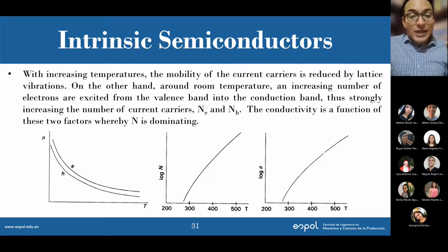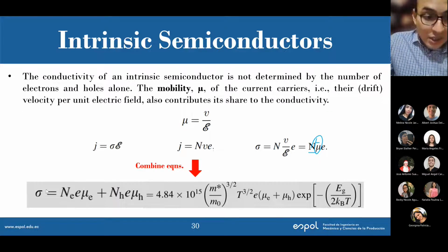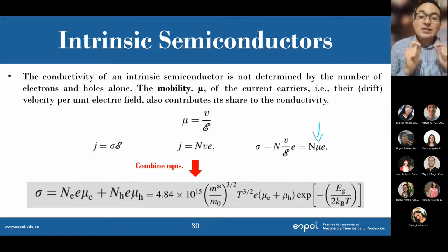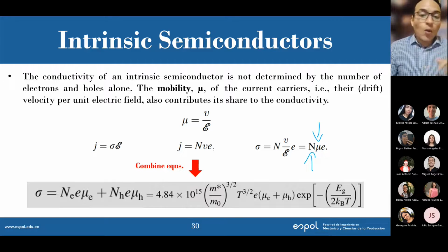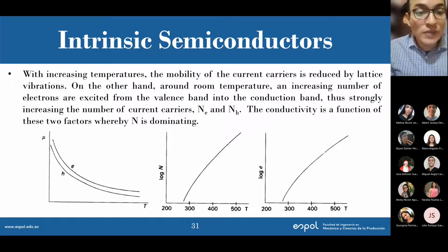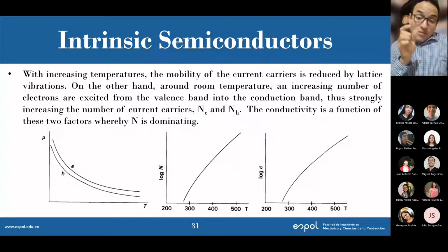I'm reducing the mobility, right? So this term is becoming smaller, but I'm also increasing the number because I'm giving more energy, so more electrons are capable of jumping into the conduction band. So I'm increasing this number. So what happens overall with conductivity? Well, actually, the first term dominates. So N dominates.